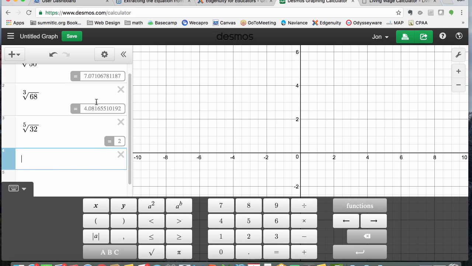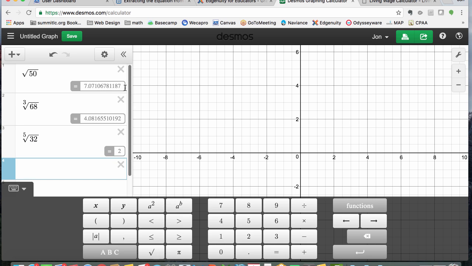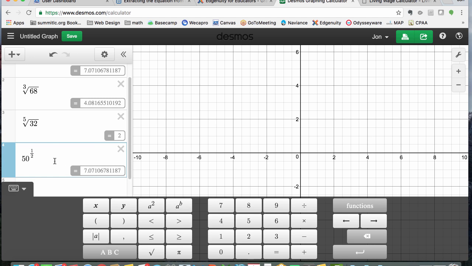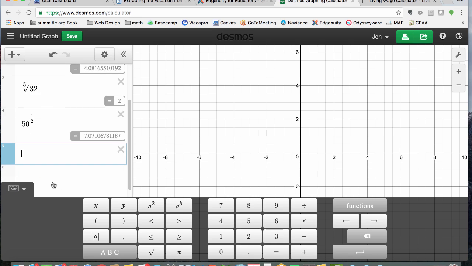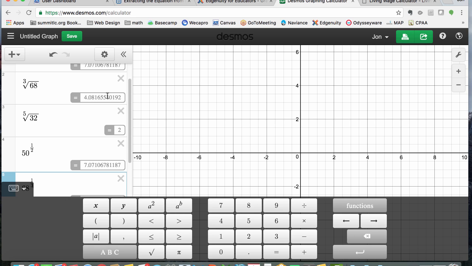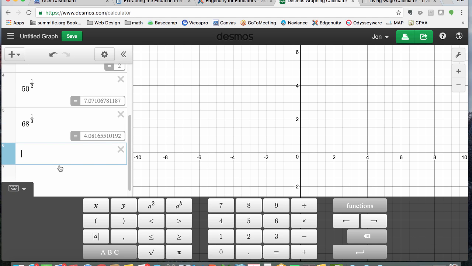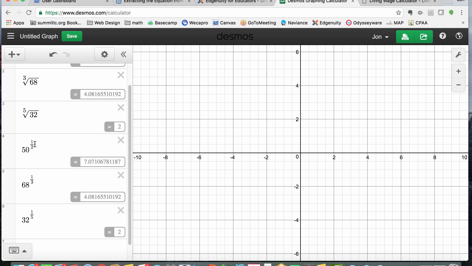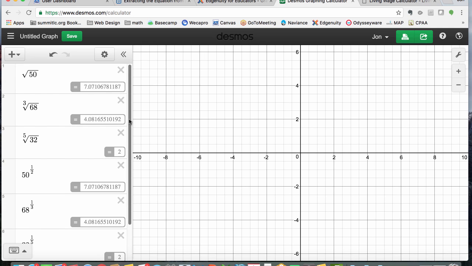And we can also do the same thing with fractional exponents. So we have the square root of 50. That's the same as 50, and I'm going to come in here and click a to the b. That's 2 to the 1 half power. 50 to the 1 half power is the same as the square root of 50. 68, click this little a, b button to get exponents, to the 1 third power is 4.08. It's the same as the cube root of 68. And finally, we can do 32 to the 1/5, and we also get 2 that way. So we have ways of working with radicals, things in radical form, or rewriting them as exponent form. That's a little bit of an introduction to rational exponents and radicals.